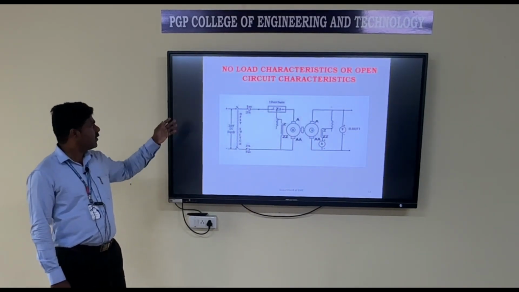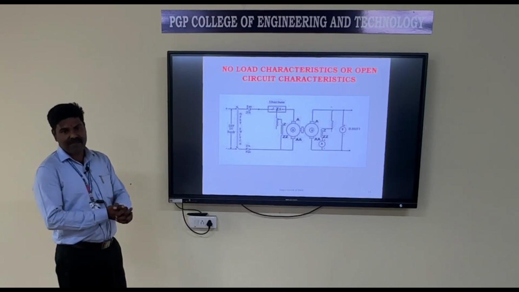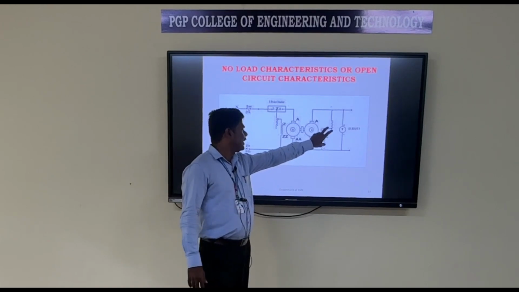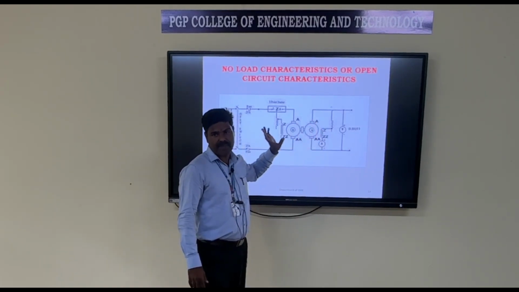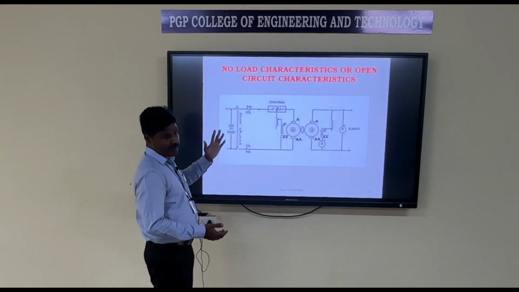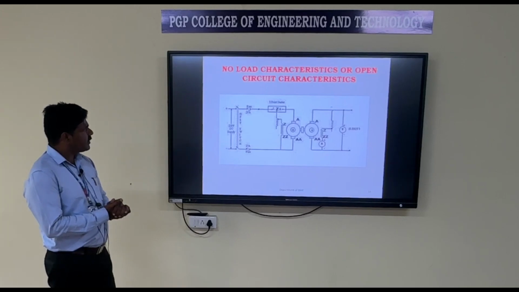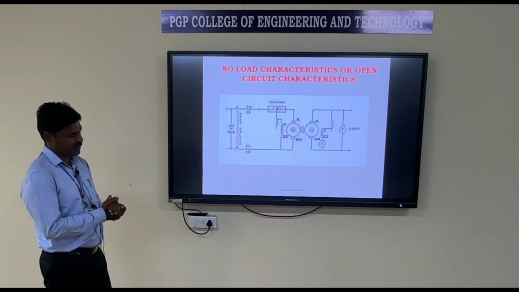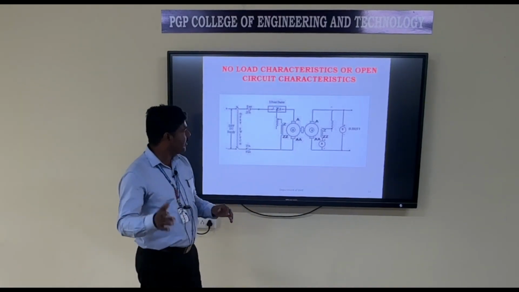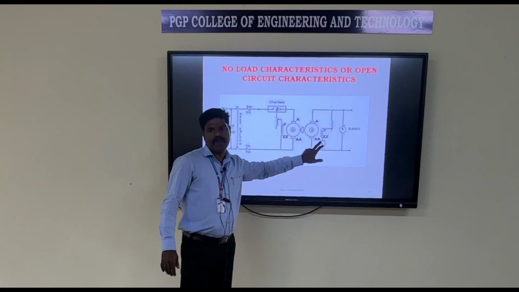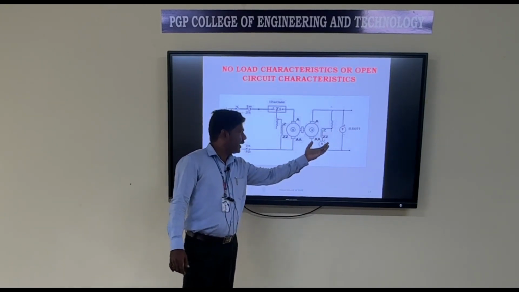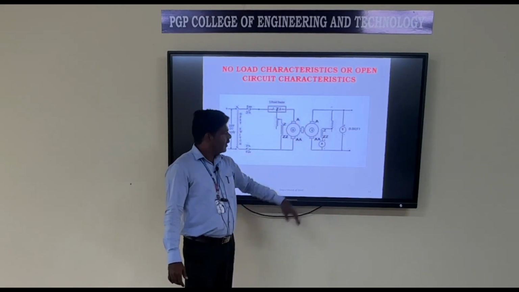This one is the circuit diagram for open circuit characteristics of a self-excited DC shunt generator. Self-excited DC shunt generator means here the field winding is connected parallel with the armature winding. So this circuit diagram represents the no load characteristics of a self-excited DC shunt generator. Here, no load characteristics means the graph is plotted between induced EMF at no load against field current. The curve drawn between various values of induced EMF against field current is known as open circuit characteristics.